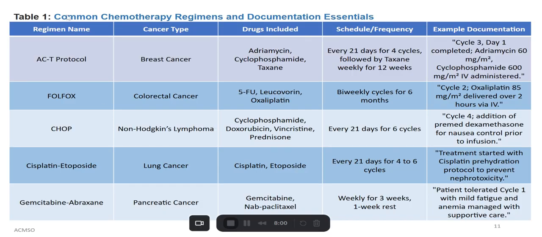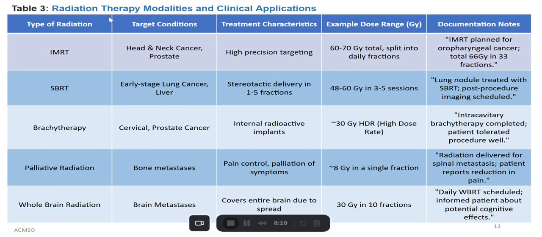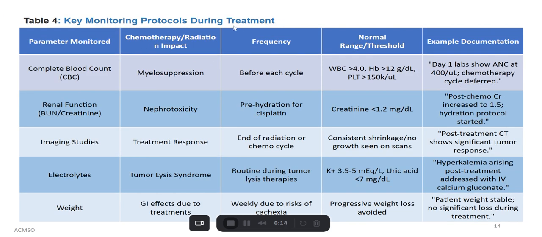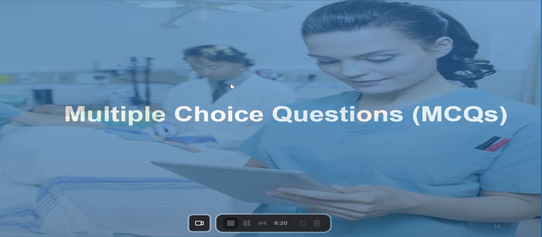Summary tables. Here we have a table on common chemotherapy regimens and documentation essentials, a table on common side effects of chemotherapy and interventions, a table on radiation therapy modalities and clinical applications, a table on key monitoring protocols during treatment, and a table on red flags in chemotherapy and radiation therapy. And then next we will revise what we have covered in this lecture through some MCQs, or multiple choice questions.